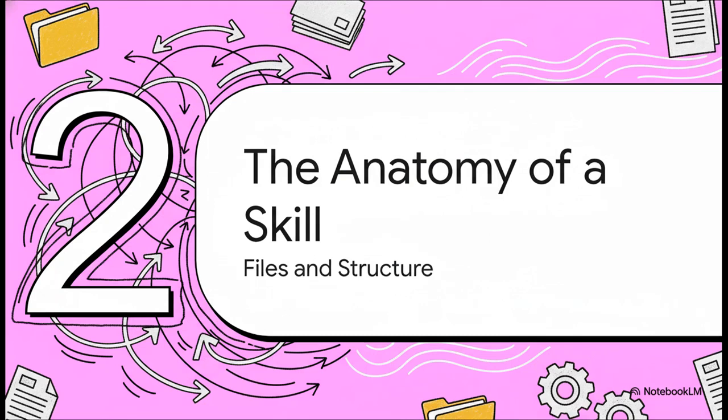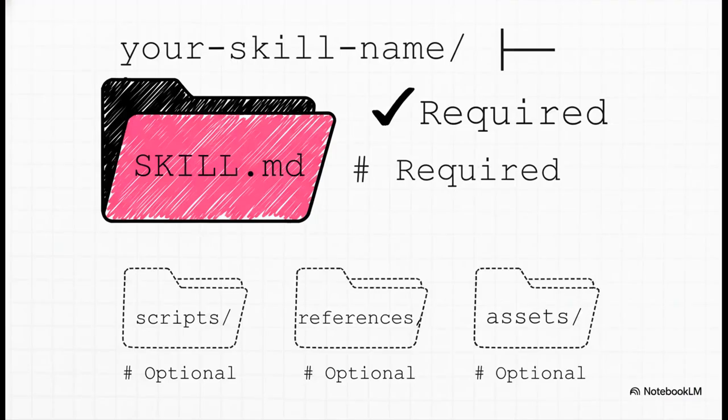Okay, theory is great, but what does this actually look like on your file system? Let's break down the practical structure. You know, it's actually incredibly simple. A skill is just a folder. That's it. The only thing you absolutely have to have is that skill.md file, which is where your instructions live. Everything else, folders for scripts, reference docs, assets, is totally optional. The whole point is to keep it simple and easy to manage.